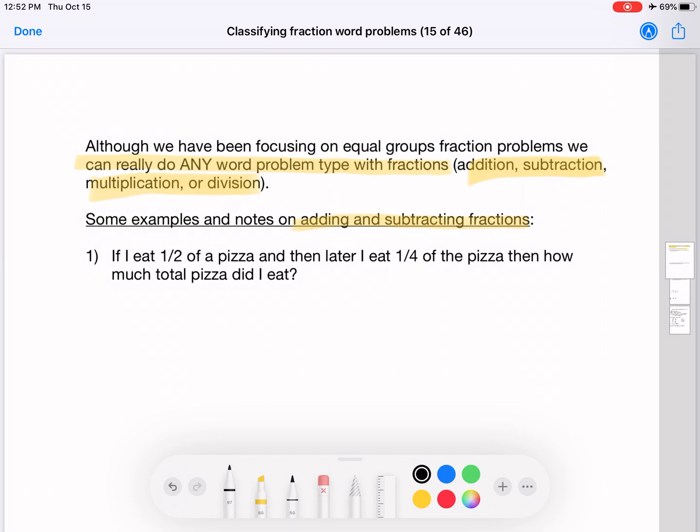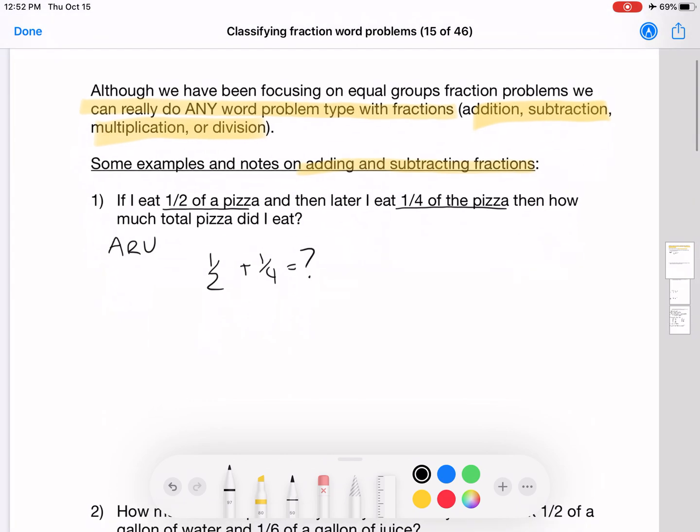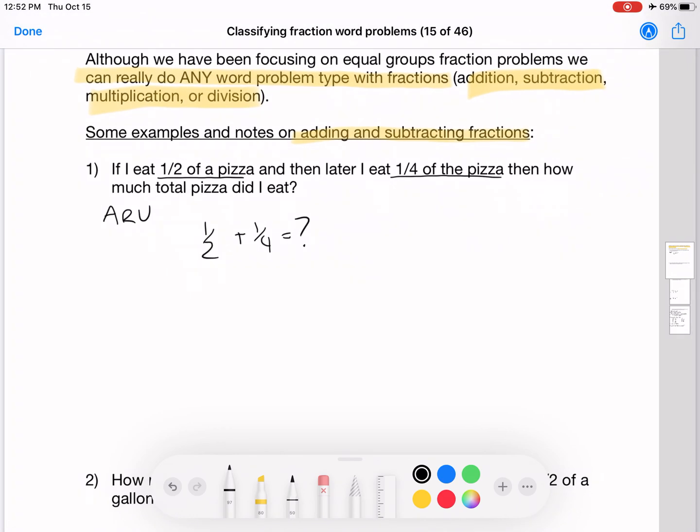So here's an example. If I eat half of a pizza, and then later I eat a quarter of the pizza, how much total pizza did I eat? Well, this is an add to result unknown problem. I ate half of a pizza, and then later I ate a quarter of the pizza. How much total pizza did I eat? I know how much I ate at first, and then I know how much I ate after, and I just want to know the total amount I ate.